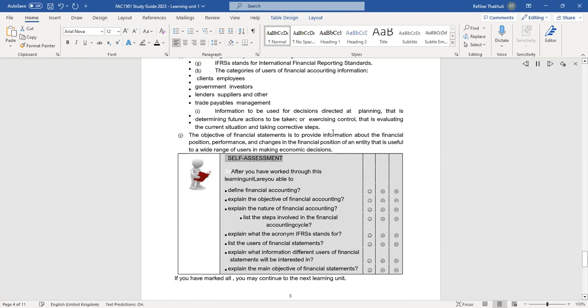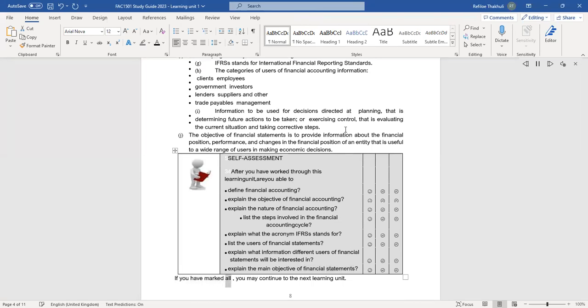5. Self-assessment. After you have worked through this learning unit, are you able to define financial accounting? Explain the objective of financial accounting? Explain the nature of financial accounting? List the steps involved in the financial accounting cycle? Explain what the acronym IFRSs stands for? List the users of financial statements? Explain what information different users of financial statements will be interested in? Explain the main objective of financial statements?